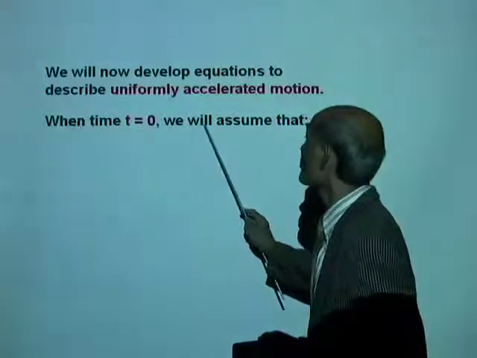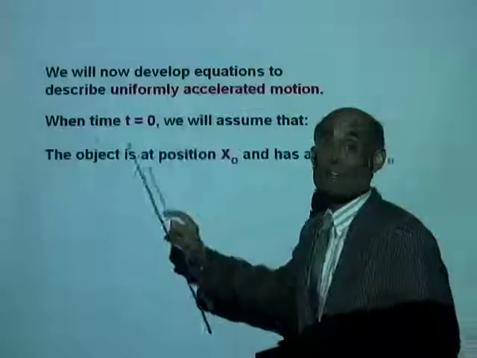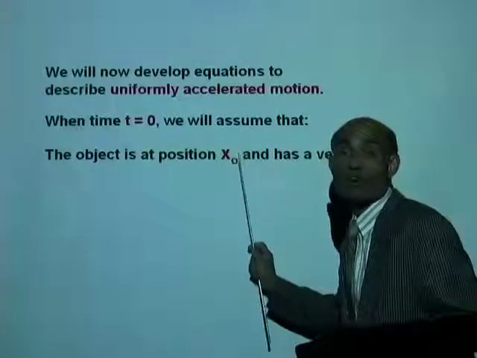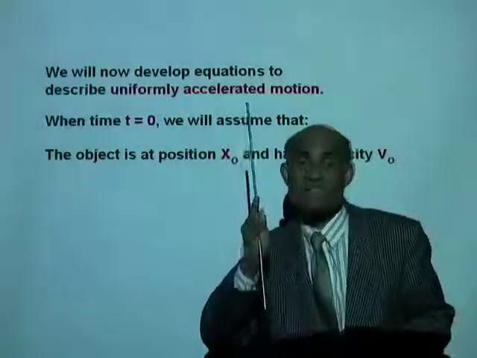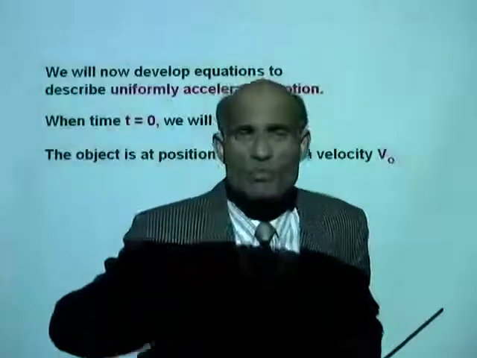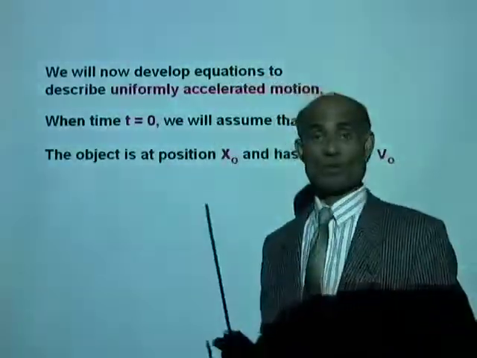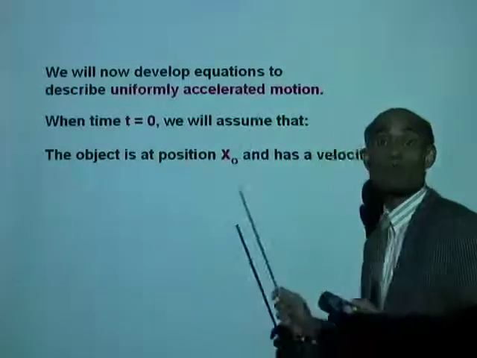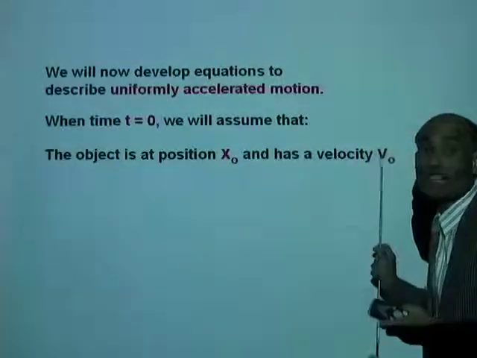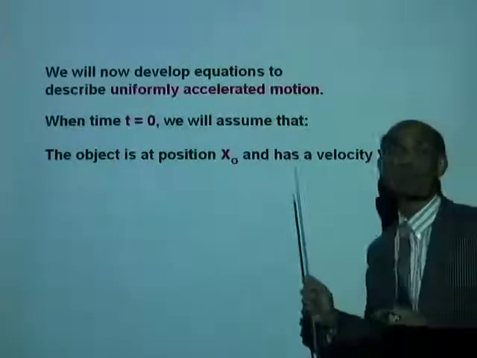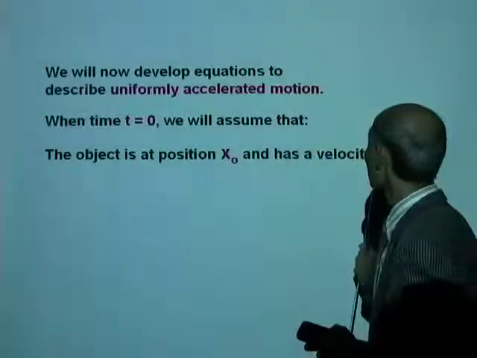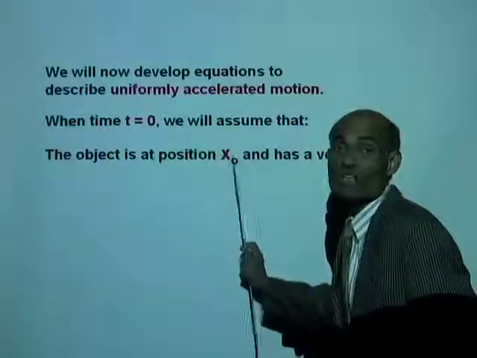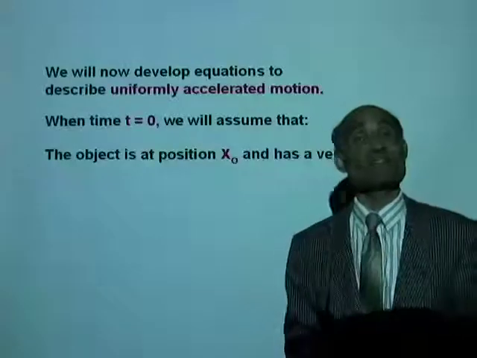When t equals 0, we will assume that the object is at position x0. So x0 means the position of the object at t equals 0. T equals 0 is when we start our clock. So when we started the clock, where did you find the object? At x equals x0. And what velocity did it have at that time? We will call that v0, v sub 0. So v0 is the velocity at t equals 0, and the particle is at x equals x0 at that time.